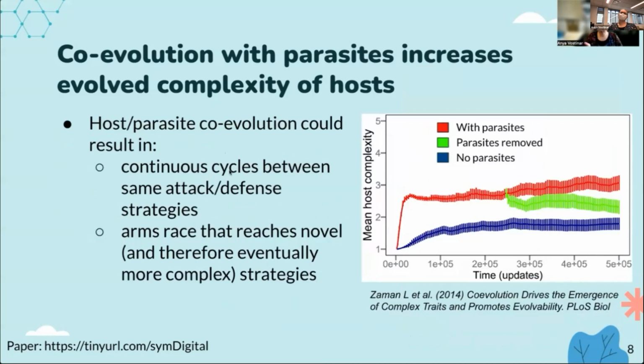Two possibilities are that no, it wouldn't. It would just lead to a continuous cycle where they go to the same attack and defense strategies, just cycling around and not actually getting more complex. Or the alternative is that there is an arms race that leads to novel and therefore more complex strategies once all the simple strategies were exhausted. He was able to do a lot of really cool analysis because digital evolution allows for such fine-grained control. In particular, he found that host complexity quickly evolved to be much higher when there were parasites than when there weren't. He even did some cool experiments where he removed them halfway through to see what effect that would have, and saw that complexity started to drop after that.